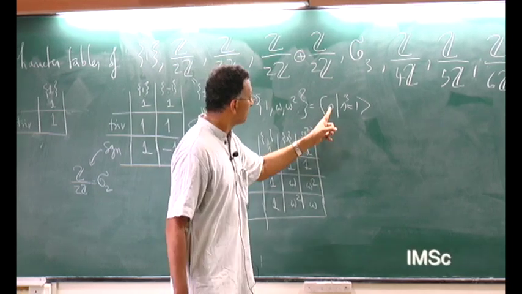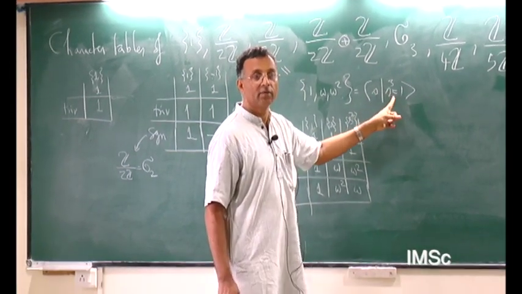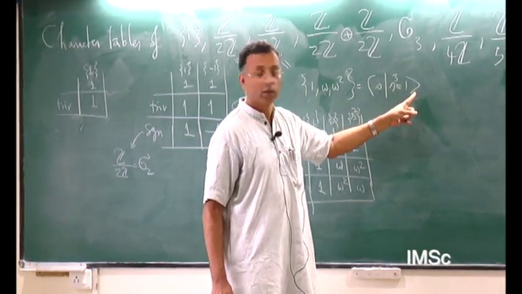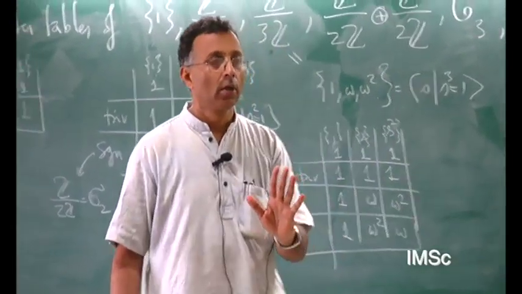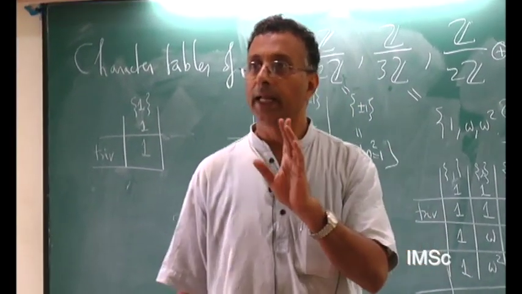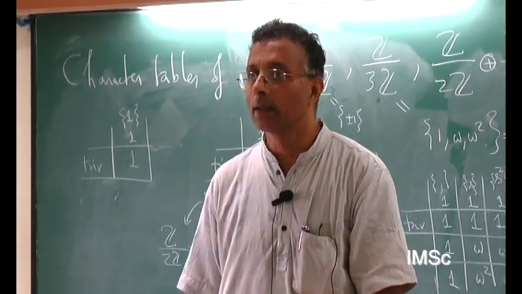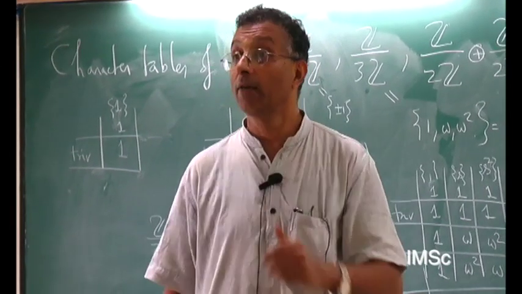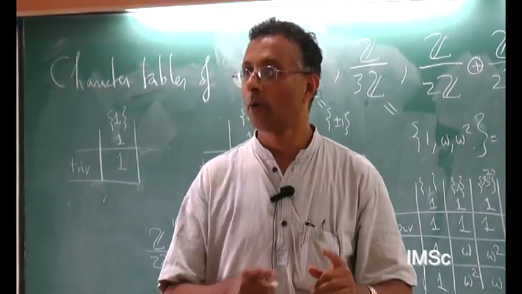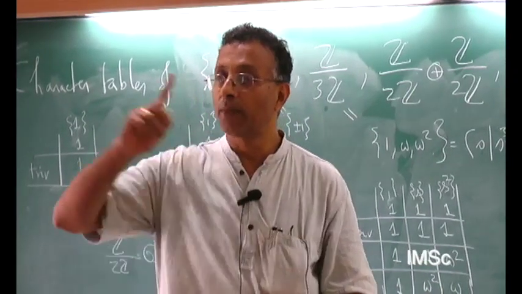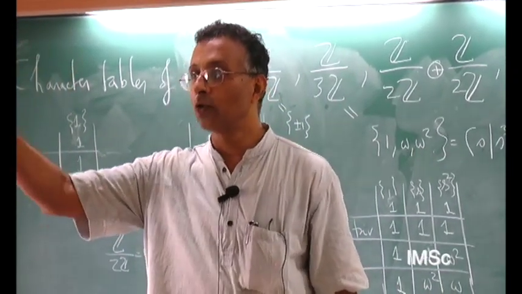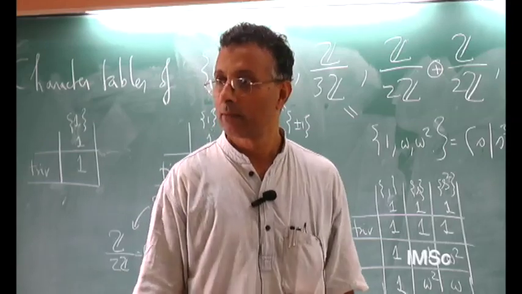So, this is generated by a single element with relation S cubed equal to 1. When do I have a group homomorphism from this to any group? As long as I can find an element whose cube is 1, I have a representation, a morphism from this group to that group, namely sending S to that particular element whose cube is identity.